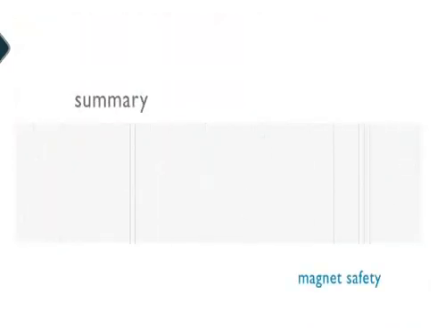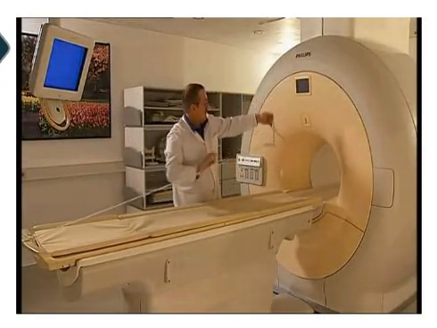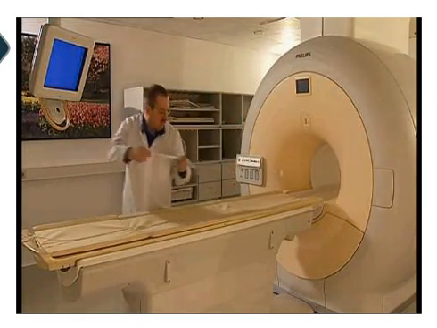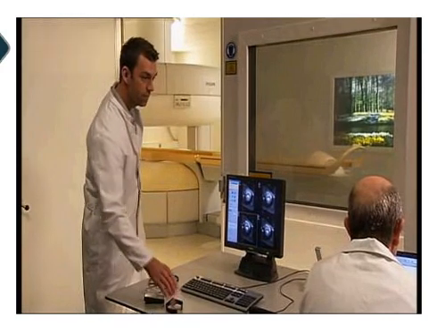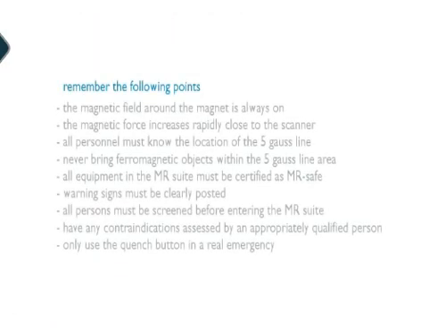Summary. The magnetic fields around modern MR scanners are becoming increasingly stronger. Extra safety precautions are therefore essential and should never be forgotten. Remember the following points. The magnetic field around the magnet is always on. The magnetic force increases rapidly close to the scanner. All personnel must know the location of the 5 Gauss line. Never bring ferromagnetic objects within the 5 Gauss line area.